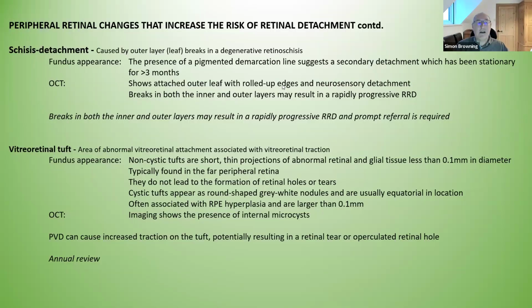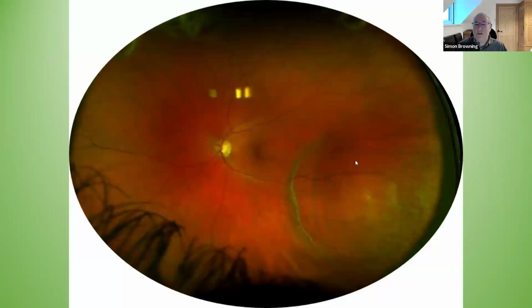One of the things to look at with the schisis detachment is if you're getting a pigmented demarcation line around that area. This can often show a sign of a collapsed schisis, which has detached but has effectively sealed itself. And that pigmented line suggests it's been pretty stable for at least 3 months, and so it's probably not going to cause a problem to you. And this is what this image shows here. You've got a collapsed old schisis here with this pigmentary line here.